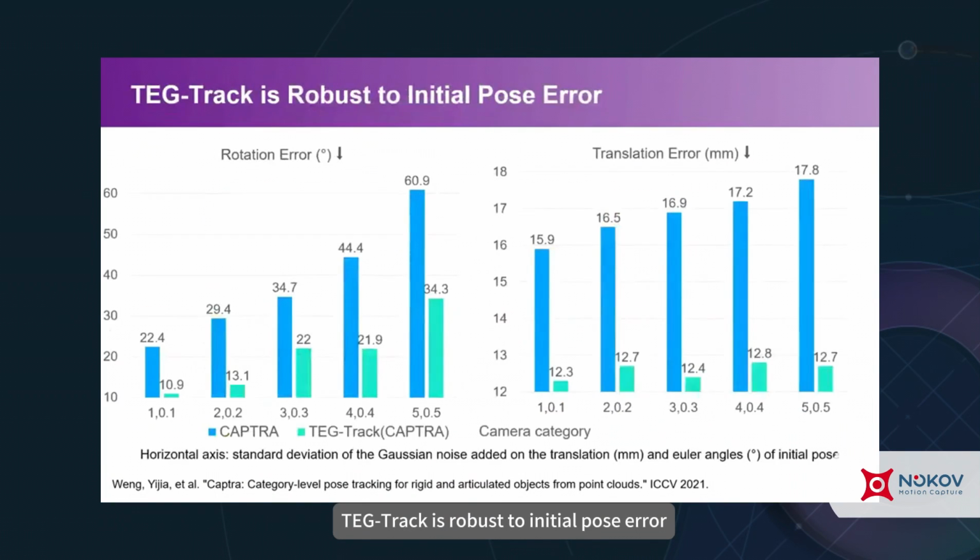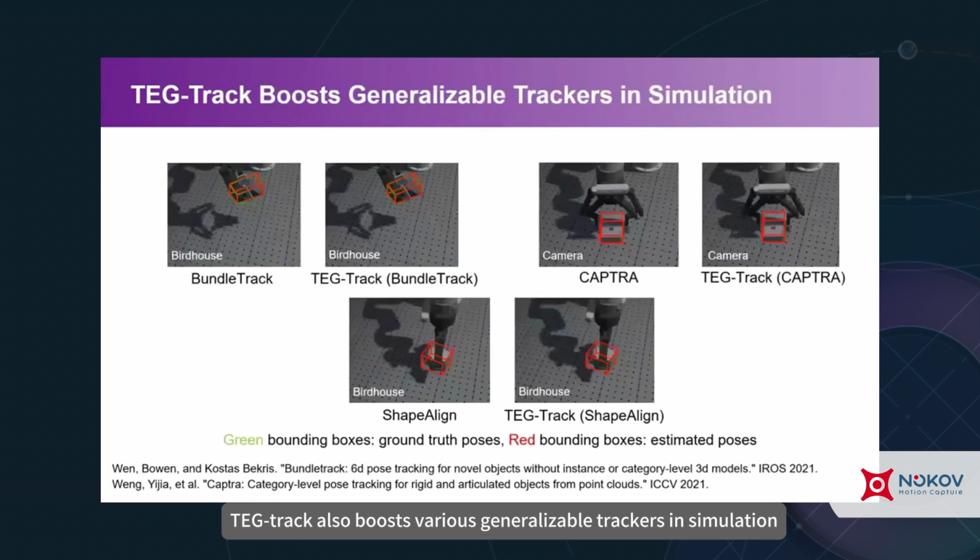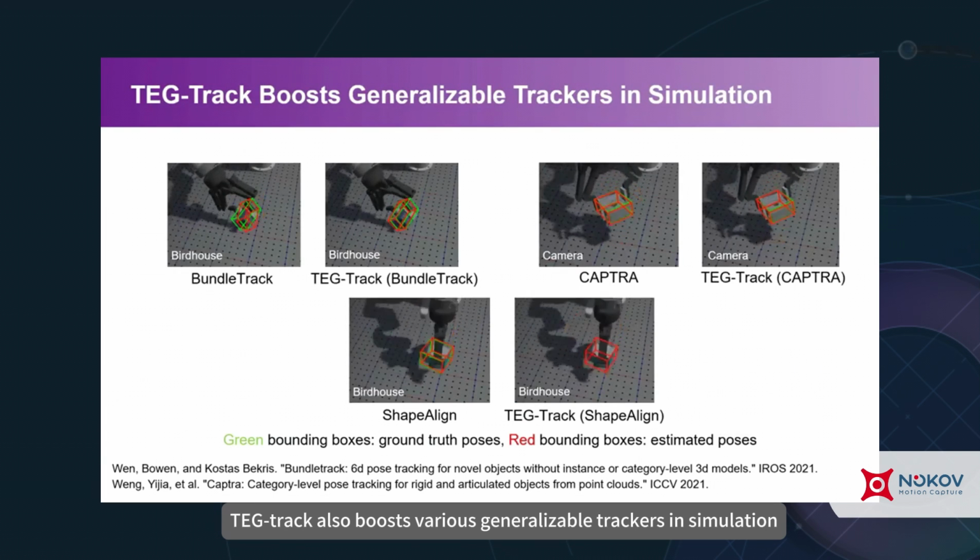TEG-Track is robust to initial pose error. TEG-Track achieves much higher accuracy than the baseline when Gaussian noise is added to the initial pose. TEG-Track also boosts various generalizable trackers in simulation.